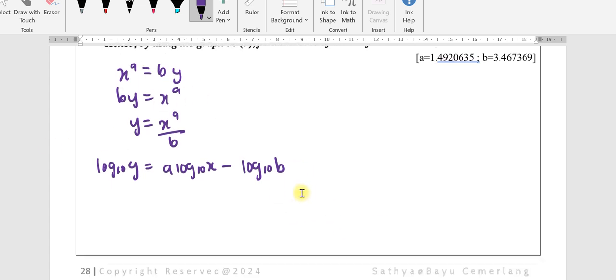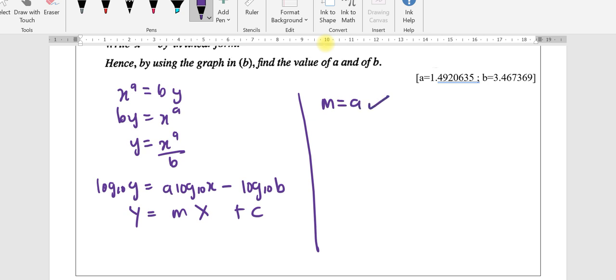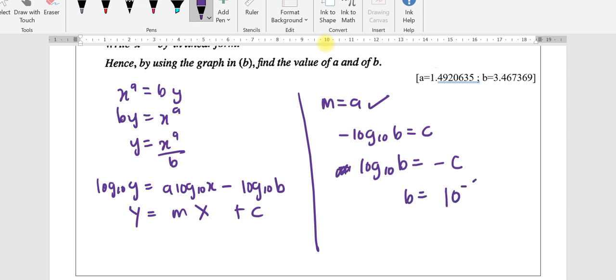Okay, I use all the properties of log, and then you can see y equals to mx plus c. Okay, so you need to know gradient is A. Simple as that. So negative log 10b is equal to C. Arrange the equation first. Okay, arrange the equation is much more better. So b is equals to, sorry, log 10b. The negative I transfer to here lah. Negative C first. Now b is equals to 10 power negative C.